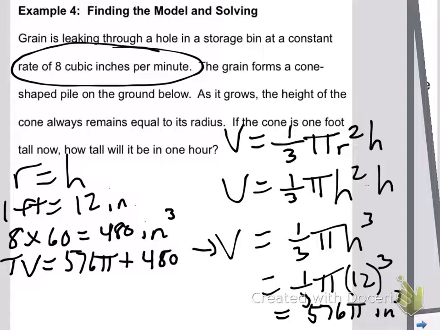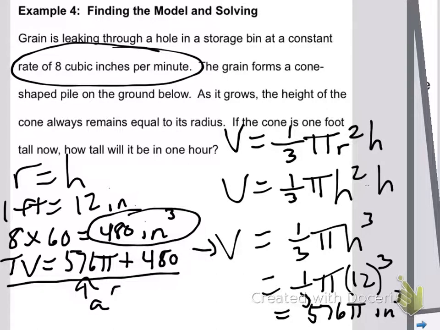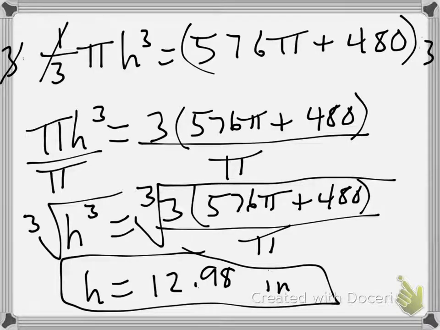In an hour, we're adding 480 inches cubed. Why? Because the rate is 8 cubic inches per minute. 60 minutes in an hour times 8 is 480. So this is the total volume after 1 hour. Well, the question says, how tall will it be in 1 hour? So we have to find the height. To do that, we take the volume formula that we found, set it equal to the volume in 1 hour, and solve.